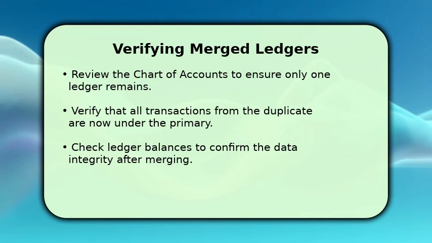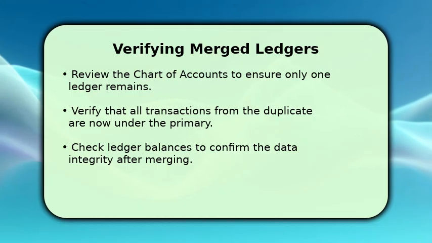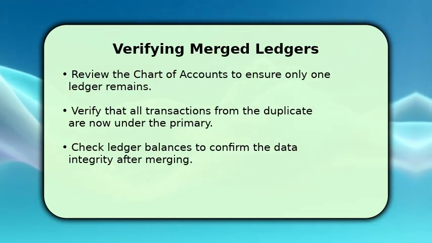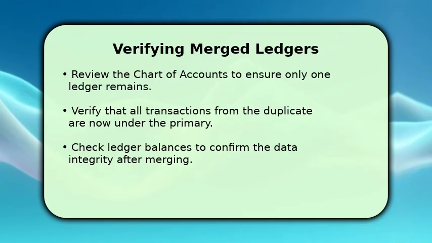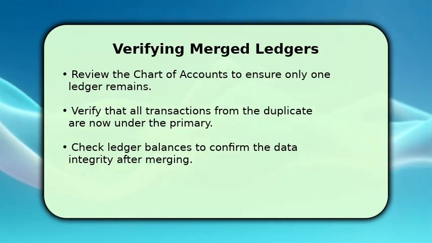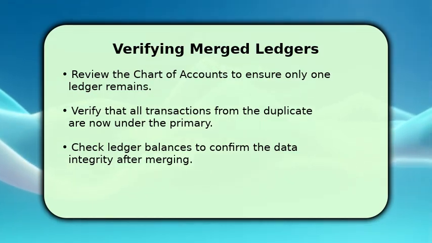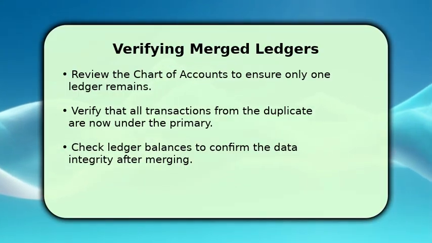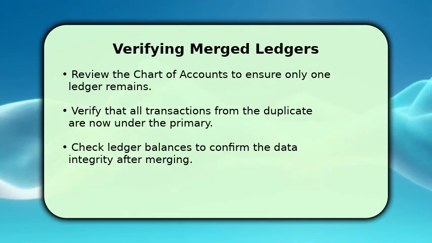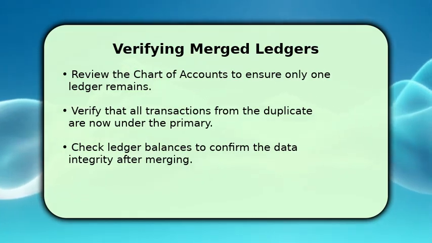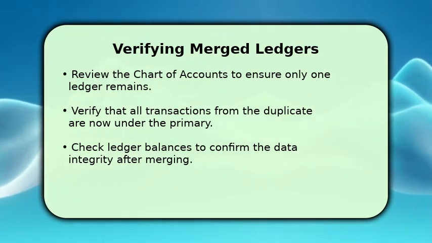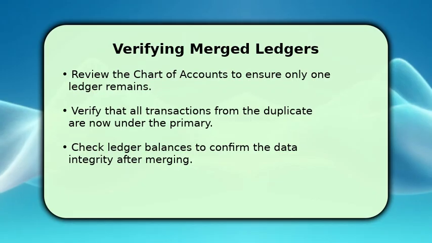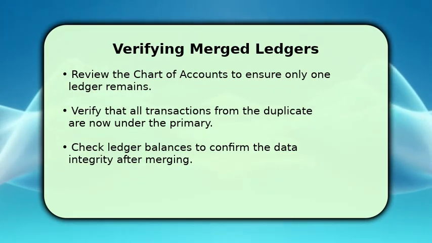After renaming the duplicate ledger, Tally Prime will present a confirmation message. It is vital to carefully read and confirm this prompt to proceed with the merge. Once confirmed, navigate back to your chart of accounts. You should now observe that only the primary ledger remains, with all associated transactions from the previously duplicate entry now consolidated under it. This step ensures that the merging process was successful and your data is now unified.